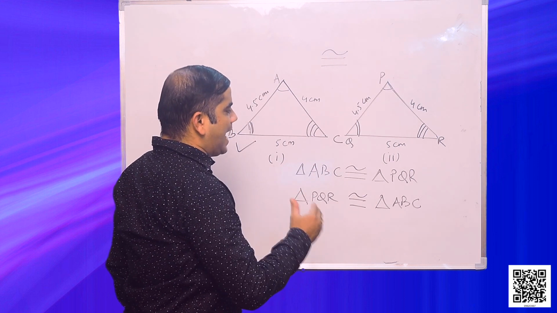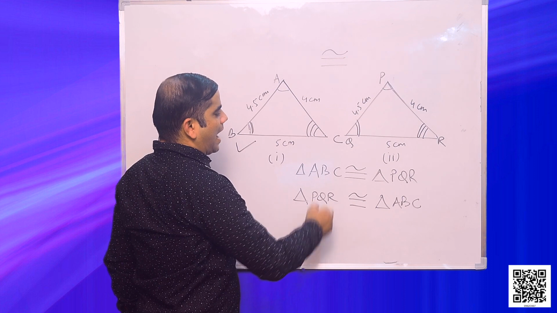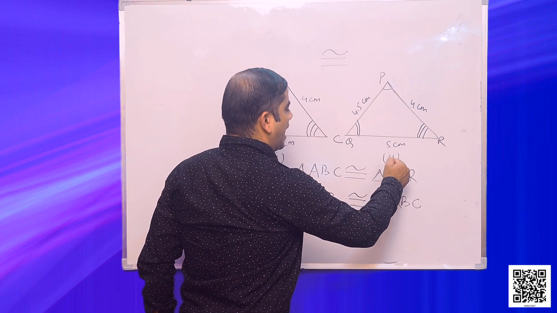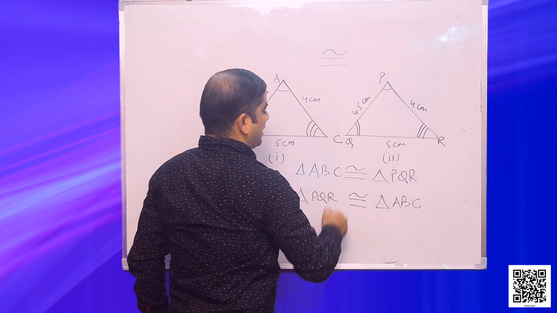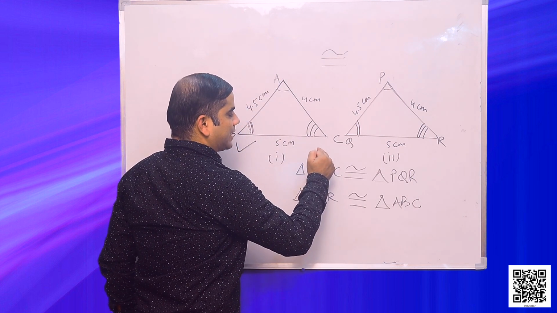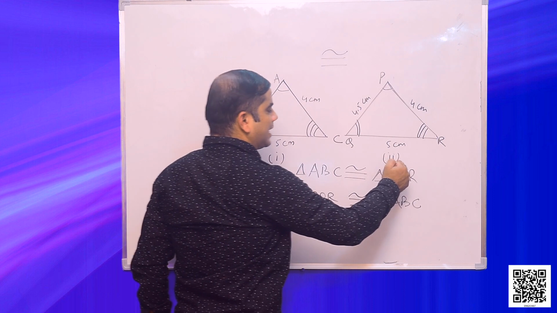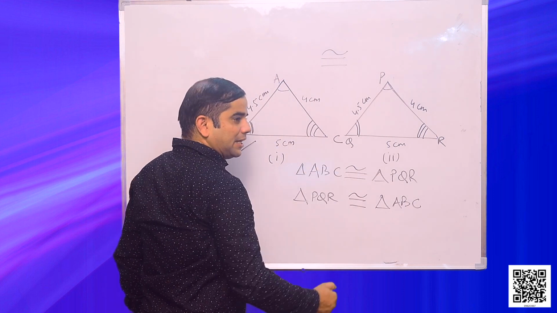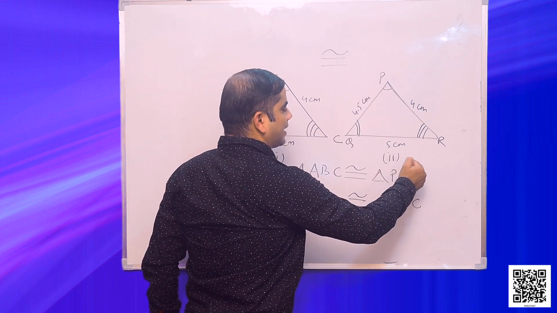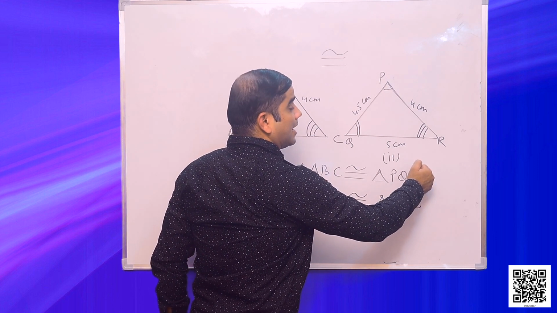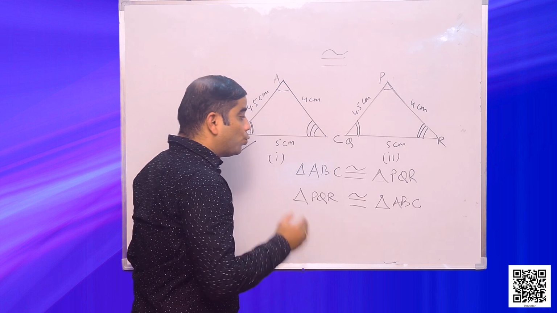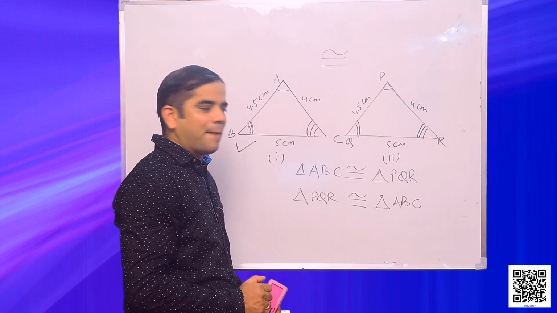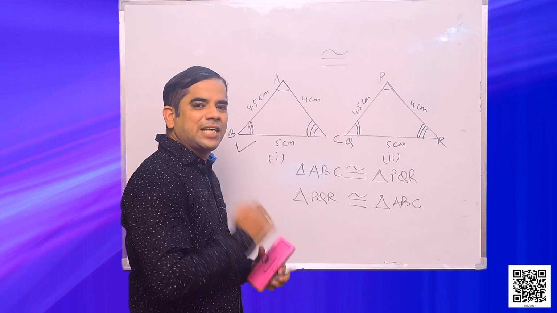Same way, the angle that is formed at vertex A is equal to the angle that is formed at vertex P. Angle that is formed at vertex B is equal to angle that is formed at vertex Q. Angle that is formed at vertex C is exactly equal to the angle which is formed at vertex R. So we have to maintain this sequence.